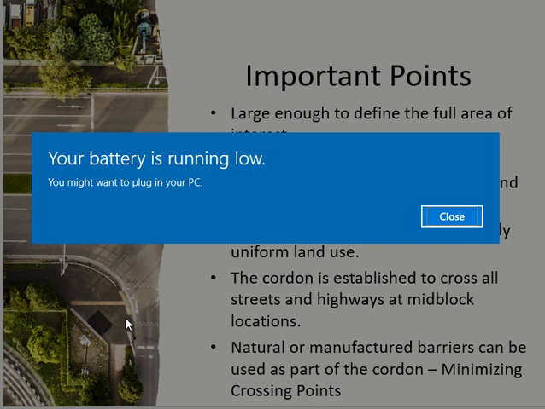The land use inside the area should be uniform. Meaning what? If the area inside your boundary is commercial, then the entire area should be commercial. Don't make your boundary so large that even the residential is covered also. So make sure that the area inside your boundary has the same land use.